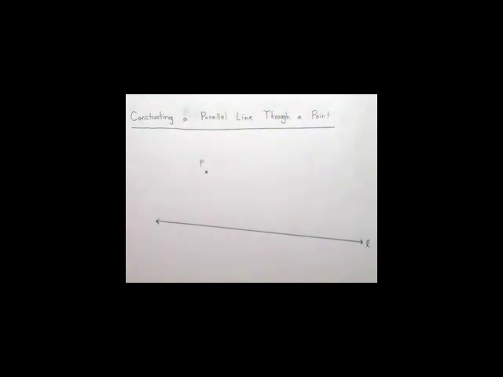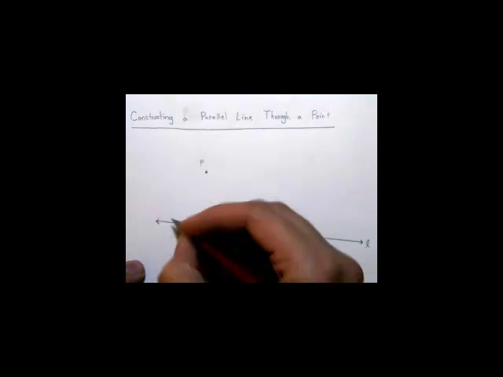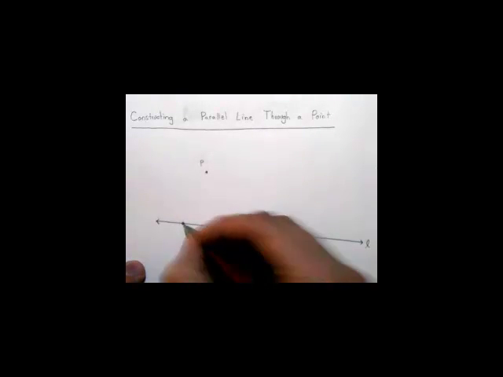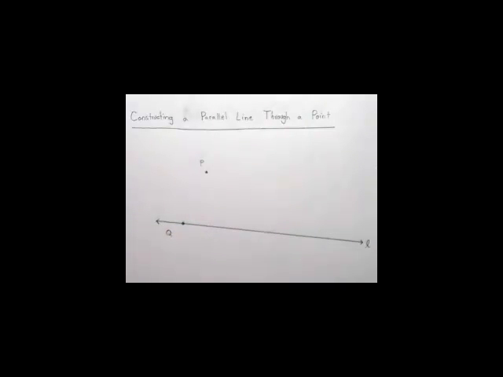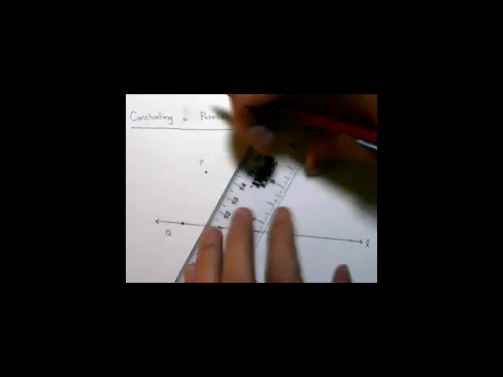Okay, so first thing that we're going to do is just pick some point, call it Q, that is on line L. It doesn't matter where it is. And you're going to draw a line connecting P and Q.